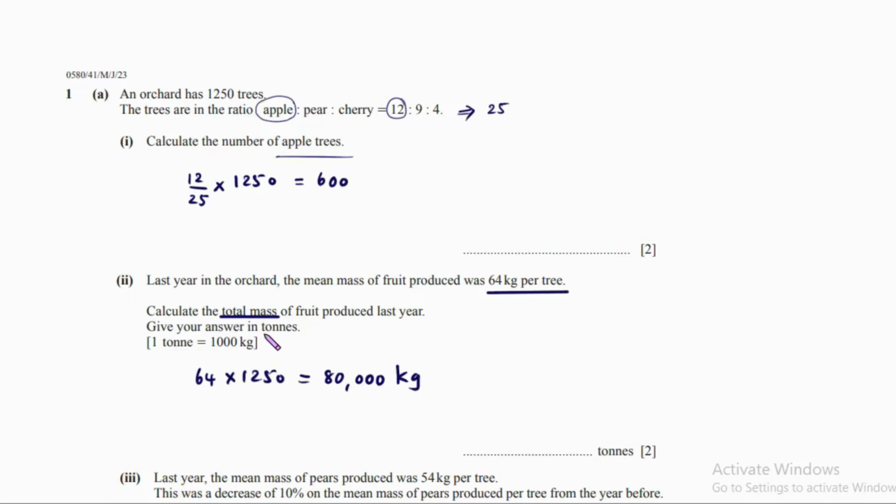But we are supposed to write our answer in tons. 1 ton is the same as 1000 kilogram. So that means I need to convert this kilogram into tons. That is converting a smaller unit into a larger unit. When comparing kilograms and tons, kilograms is a smaller unit compared to tons. So to convert the smaller unit into tons, I need to divide it by 1000. So when I divide 80,000 kilogram by 1000, it becomes 80. This is the same as 80 tons.